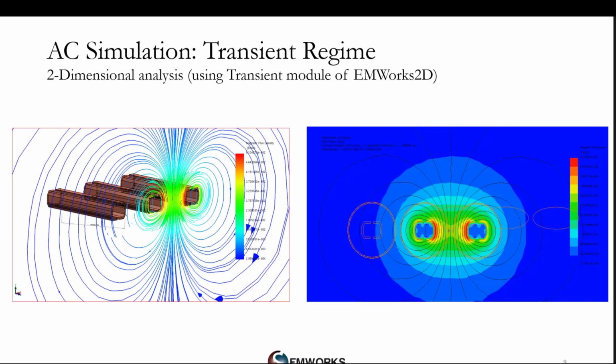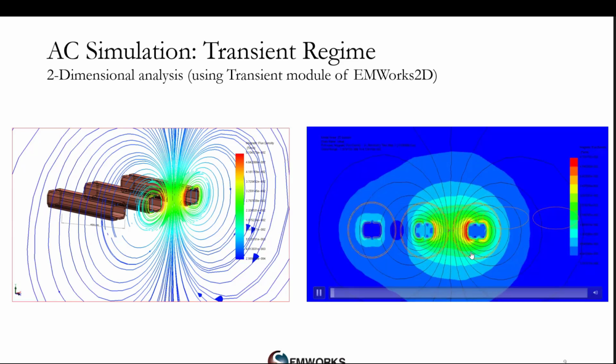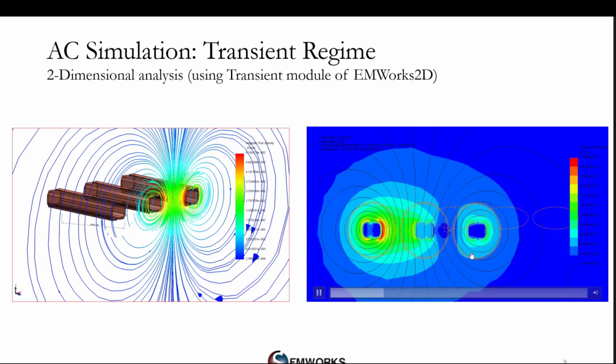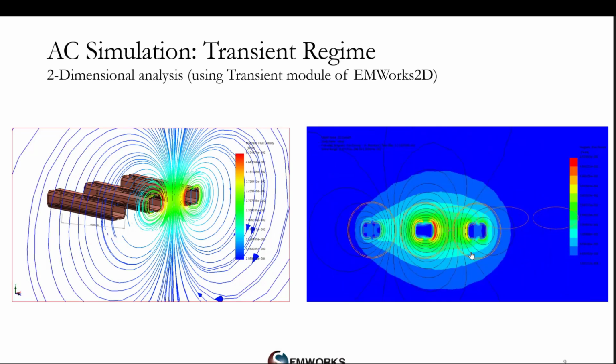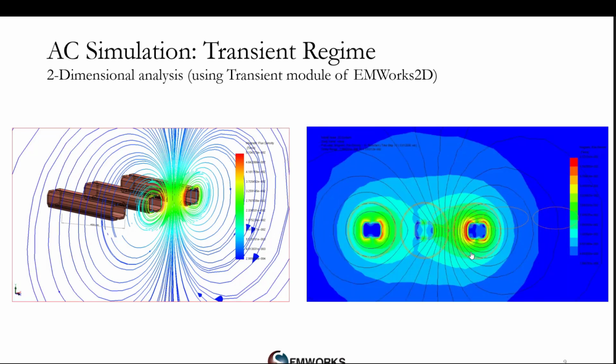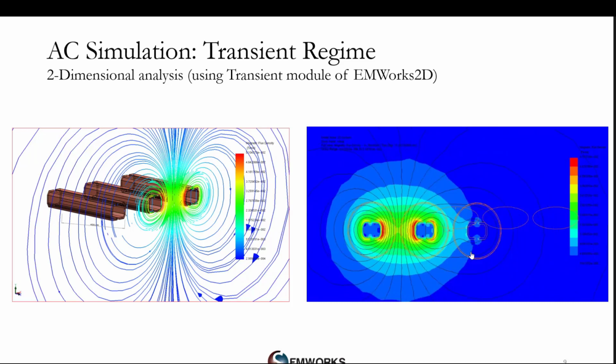Now EMWorks2D is used again to solve the 2D model of the busbars under alternating current. So now we have a time varying current. For this purpose, the transient module of EMWorks2D is used. Magnetic field results versus time are shown in this slide. We can see the animation of the field lines when the currents change their shift angle.